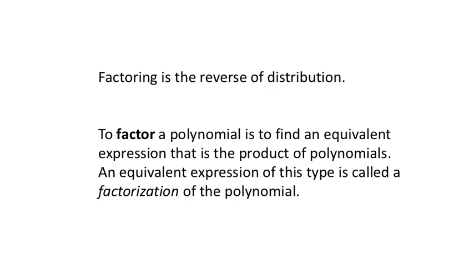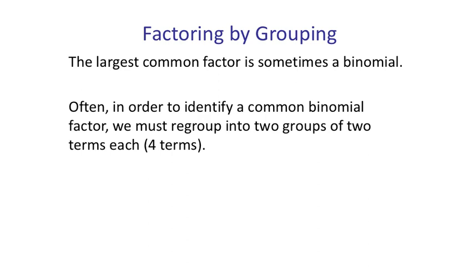So yeah, factoring is the reverse of distribution, and factoring is so fun. Factoring by grouping. The largest common factor is sometimes a binomial, which we saw in that last problem, right, of 6.1. Also, in order to identify a common binomial factor, we must regroup into two terms of 2 terms each. That was like what we saw, 2 terms of 2 terms each. That's what we saw in that last one, right?